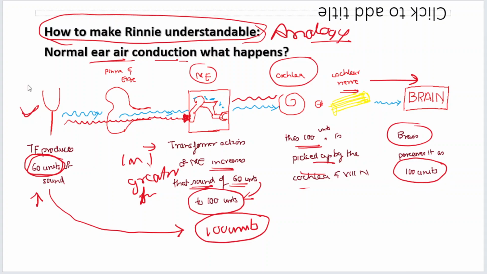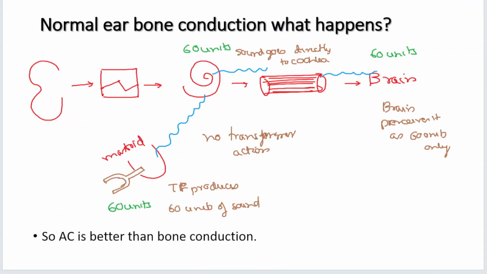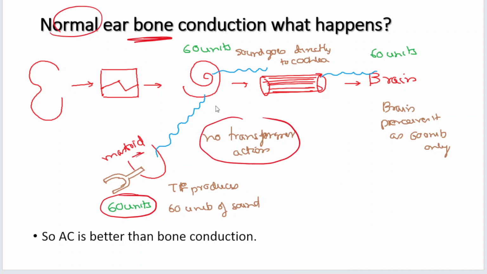So when the tuning fork is placed in front of the pinna, when we are testing the air conduction, which is passing through the middle ear transformer action, the brain is perceiving it as 100 units. Okay. Now, normal ear bone conduction, what happens? Here we are placing the same 60 units tuning fork on the mastoid. There is no transformer action. This 60 units is presented to the cochlea. The sound directly goes from the cochlea to the brain. The brain perceives it as 60 units.